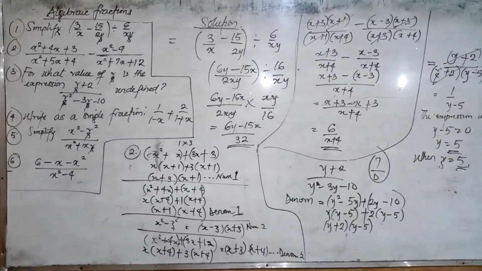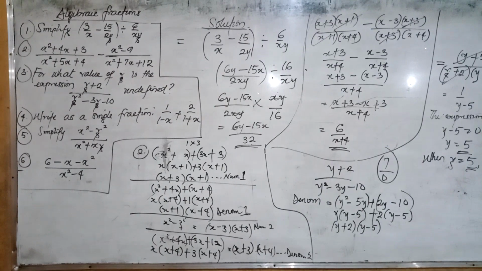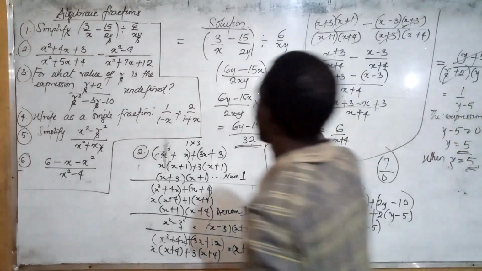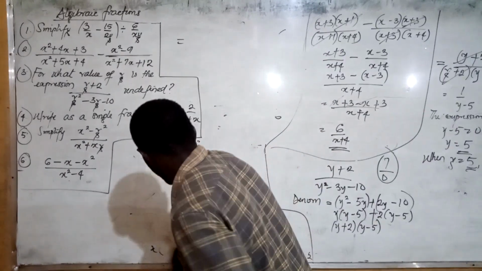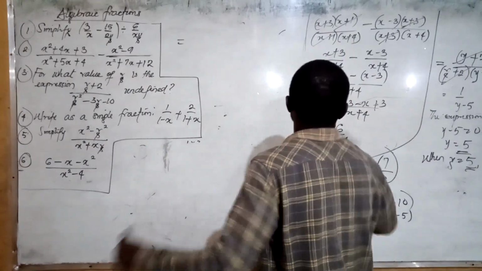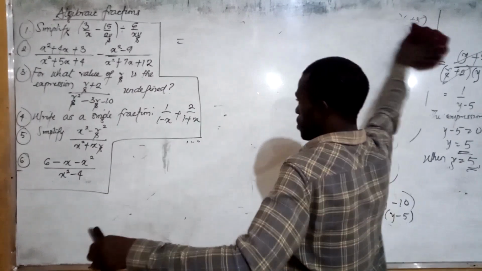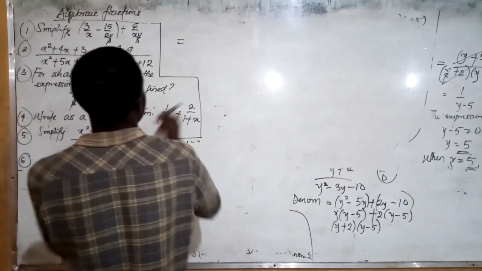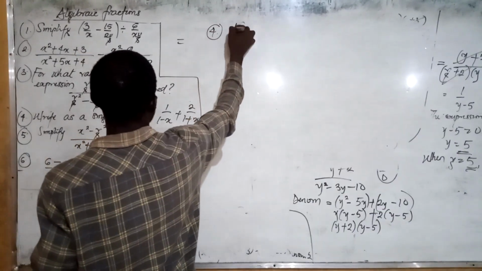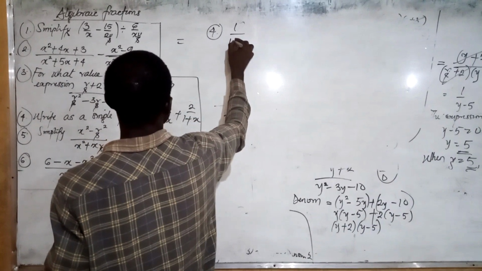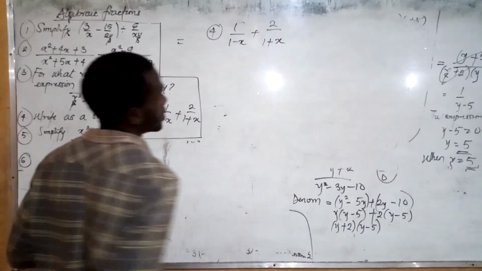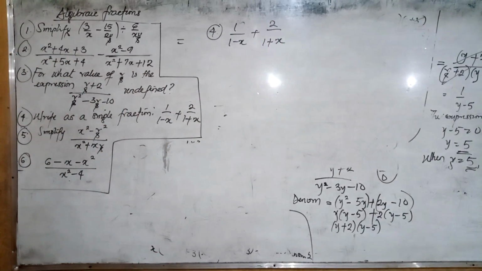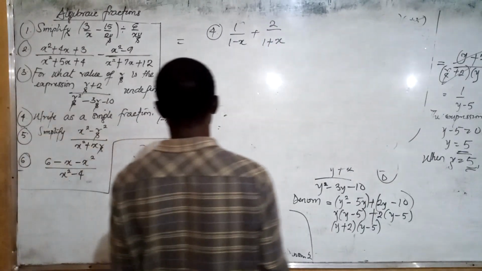Then let's solve the remaining questions. This next one says we should write this as a single fraction. That is number 4. It says 1 over (1 minus x), plus 2 over (1 plus x). We're supposed to write that as a single fraction. Now, how do we do that?